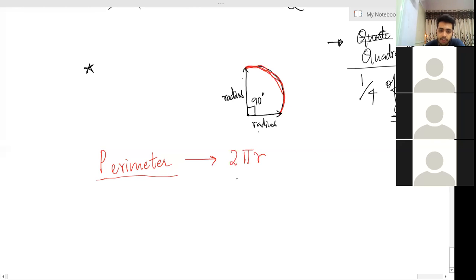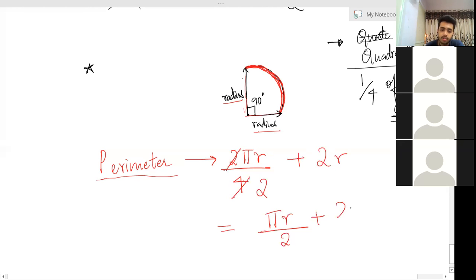So 2 pi r divided by 4, because this part is 1/4 of the circle, right? Because it's a quadrant or quarter circle. This plus this radius plus this radius, that is the perimeter, right? So plus 2r. So I can cancel this 2. So finally I'm going to get pi r by 2 plus 2r. This is the perimeter of a quarter circle.